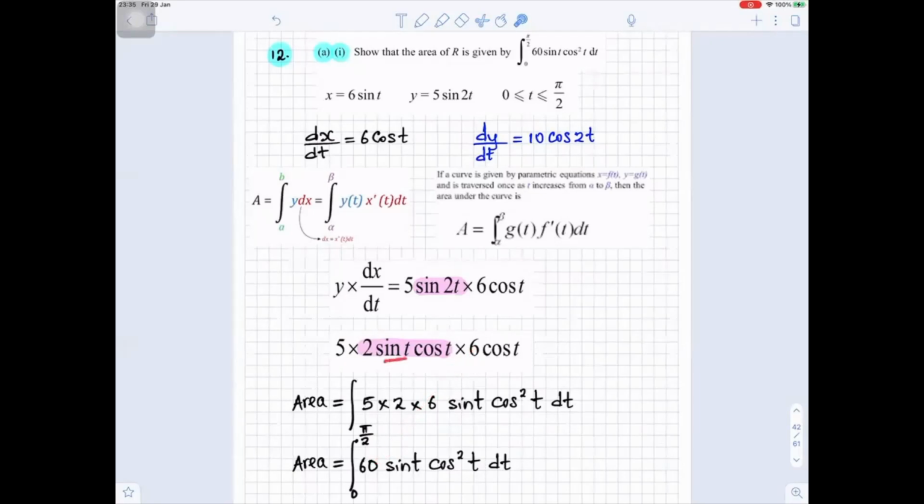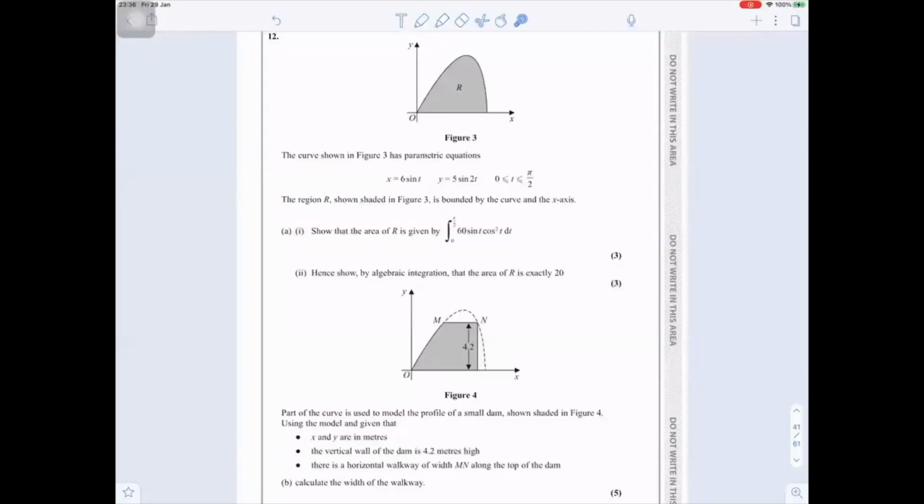And sine t times cos t times cos t. Cos t times cos t will give you cos squared t. So that's how we got 60 sine t cos squared t, and we're integrating from 0 to pi over 2. Part 2 of 12a says, hence show by algebraic integration that the area of R is exactly 20.